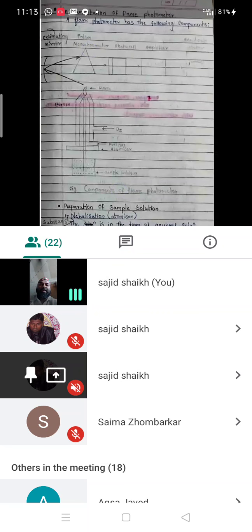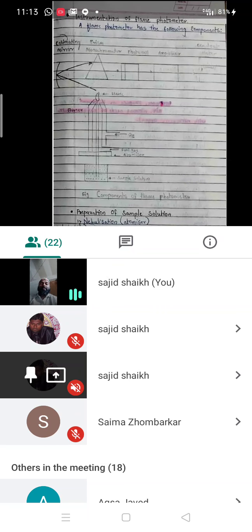See, in the instrumentation part, the important component is the burner, or say the flame. Whatever radiation comes from this flame is sent to the collimating mirror. Here you can see the collimating mirror, and this whole part is the burner, or you can call it the flame. Then the next part is the monochromator. A prism is used as the monochromator. Another monochromator, a diffraction grating, can also be used, but here a prism has been used.